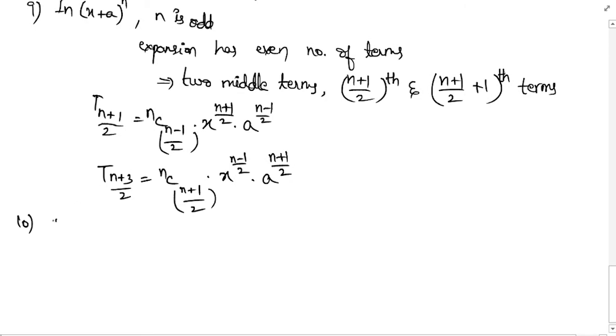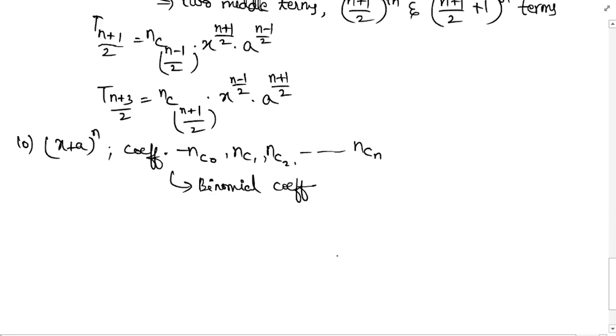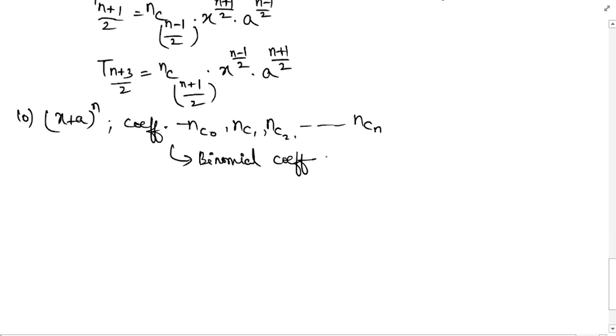So as we have seen above in (x+a) whole power n, we are having the coefficients as nC0, nC1, nC2, so on up to nCn, right? So these are the coefficients. These are called the binomial coefficients. Okay, and these are the binomial coefficients corresponding to n.